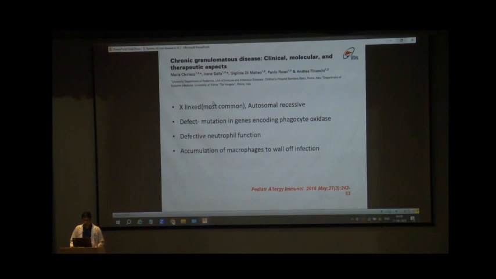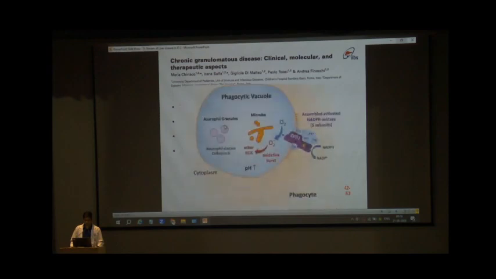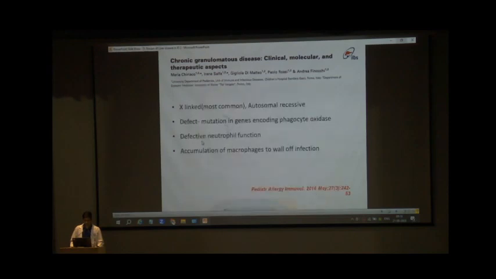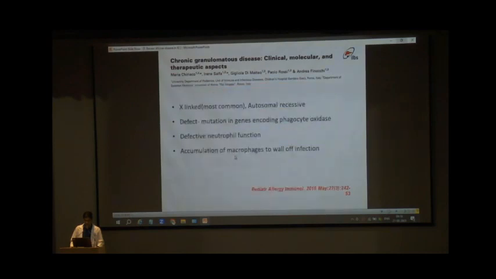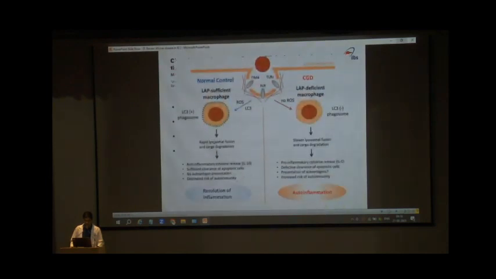CGD is one of the important causes of immune deficiency. This is X-linked and autosomal recessive. There is a defect in the gene encoding phagocyte oxidase that causes defective neutrophil function. Because of the defective production of NADPH, there is less oxidative burst in the phagocyte. In a normal individual, there should be rapid lysosomal fusion and degradation in the phagocytes, with increased anti-inflammatory cytokine release and no evidence of autoantigen presentation. There is decreased risk of autoimmunity.